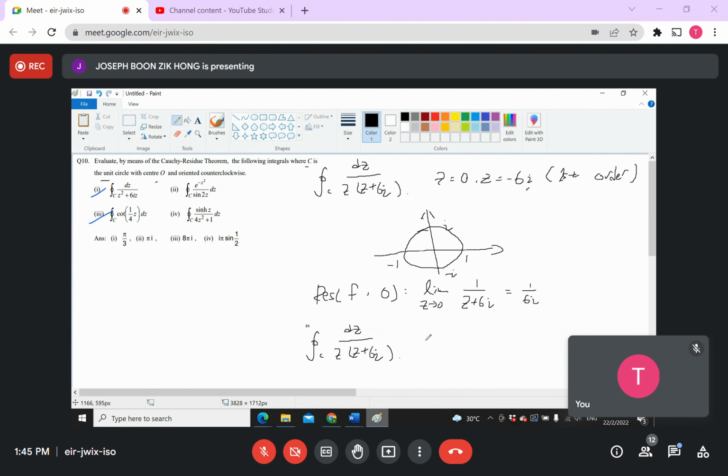Should be equivalent to 2 pi i times 1 over 6i. The i and i cancel each other, so I'm left with pi over 3. Have a look and try number 3.